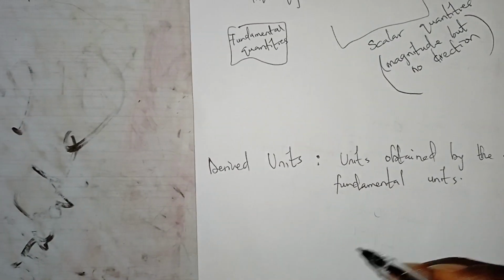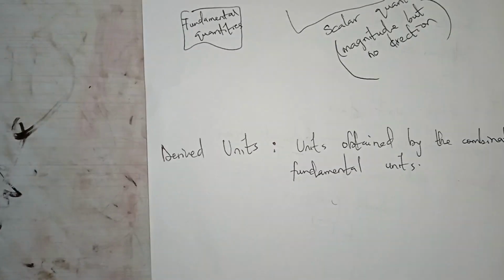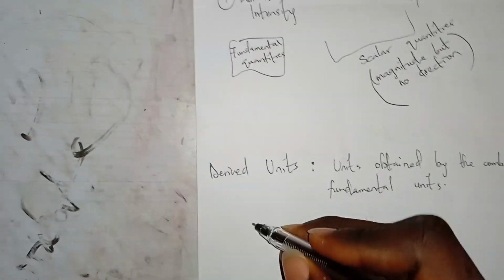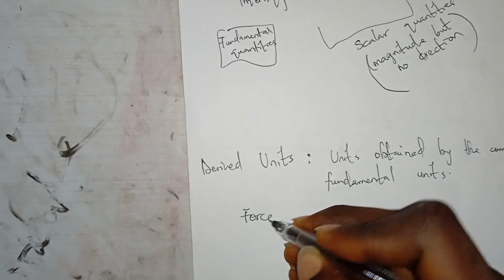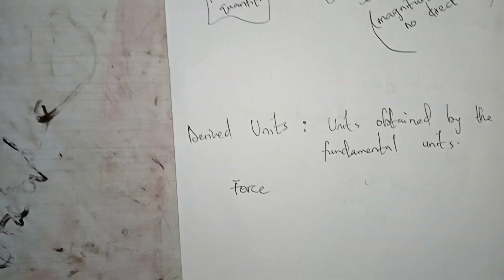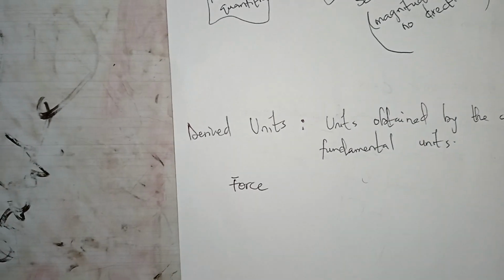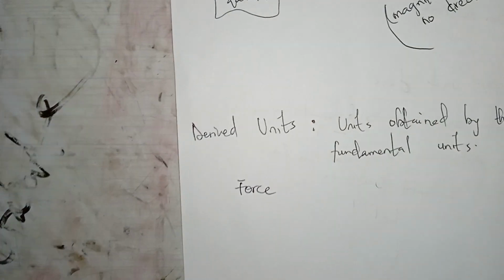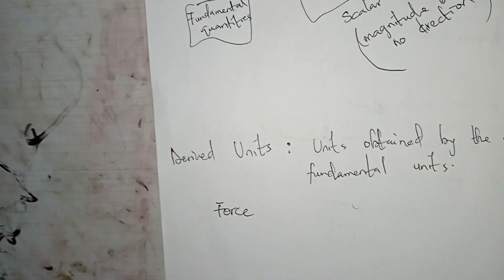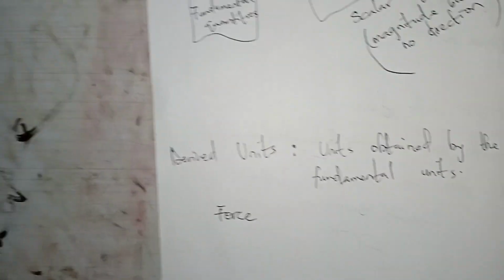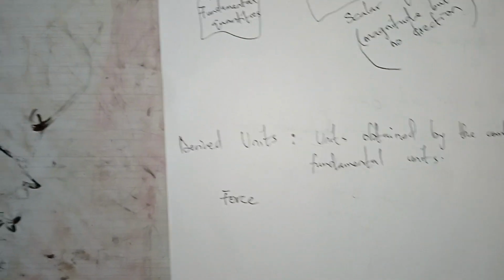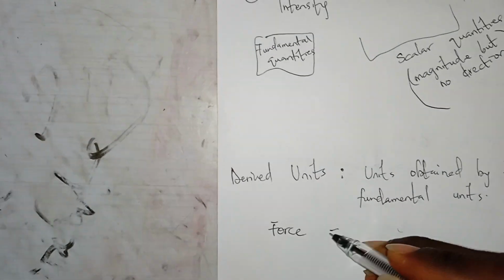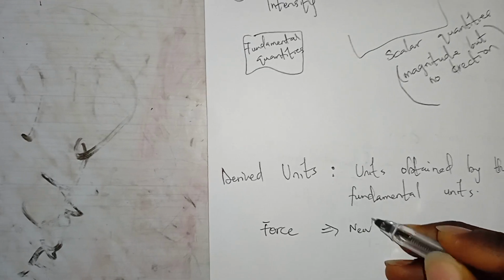Example: force is the unit of force. We know that force is a quantity. So we can say that force is a derived quantity, since the unit of force is made up of fundamental quantities that came together. So for force, the unit is Newton.